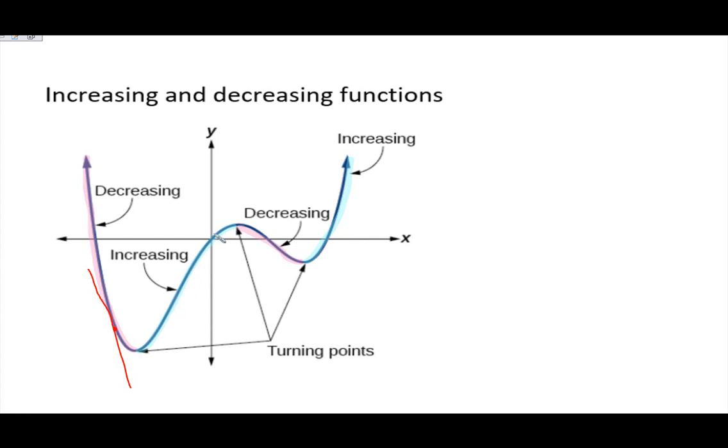Now you notice if I draw a tangent line, let's say right here, this tangent line has a positive slope. So when a function is increasing, the tangent line will have positive slope. So you have to remember the relationship is, wherever a function is decreasing, the derivative is negative. Wherever the function is increasing, the derivative is positive.